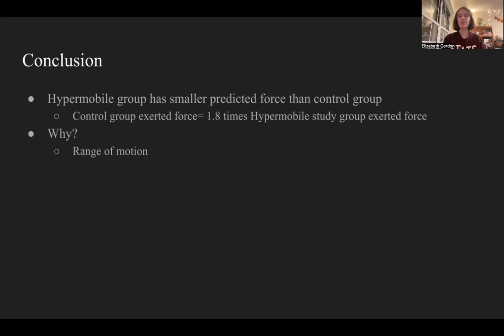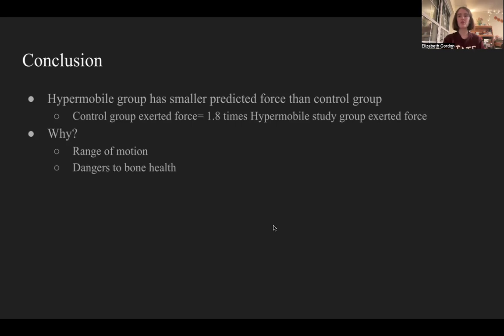A potential explanation for this difference in force could be due to the difference in maximum angle extension. Hypermobile people can manipulate their joints to larger angles than non-hypermobile people. So this may mean that they can achieve larger flexion with less force than would be required to achieve the same angle by non-hypermobile people.